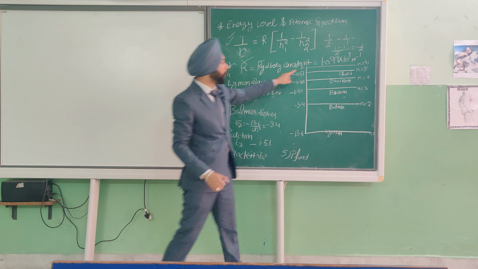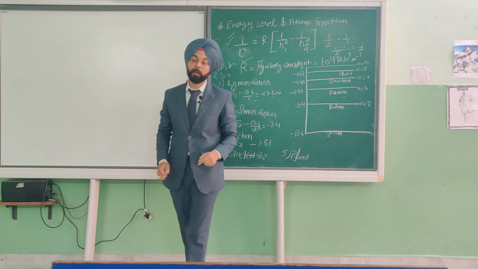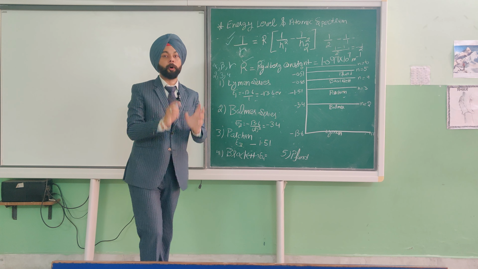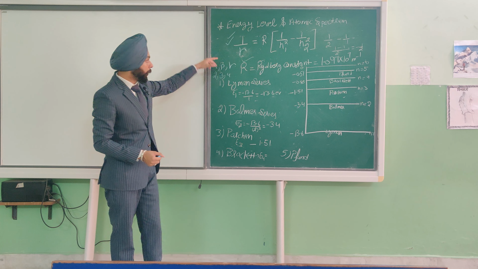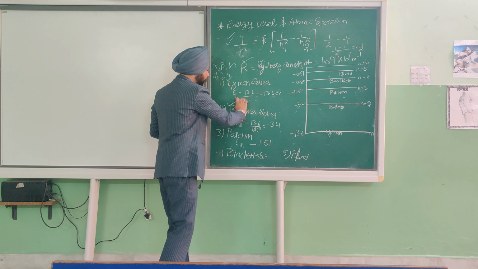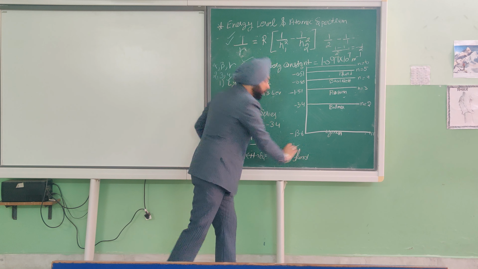It is a constant value of 1.097 into 10 to the power 7 per meter. So this formula we use for the atomic spectrum. Now according to this formula we find the Lyman series, Balmer series, Paschen series, Brackett series, and Pfund series.